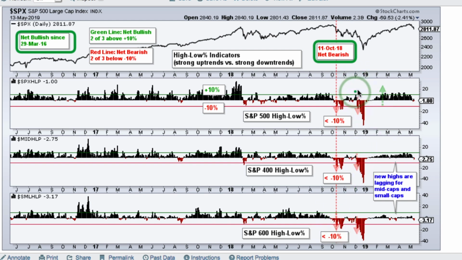And we had that again in December when all 3 moved below minus 10% again. Now, going into February, only one of them triggered, and that's part of the reason the breadth table turned net bullish, because the S&P 500 high-low percent got above plus 10%. It didn't get very far above plus 10%, but it did. Mid caps did not, and small caps were even weaker. So we're not getting that broad participation where we're seeing a lot of new highs in mid caps and small caps. So this indicator is dragging its feet.